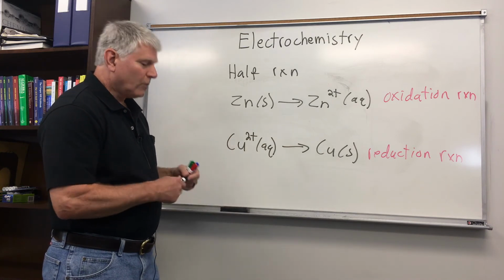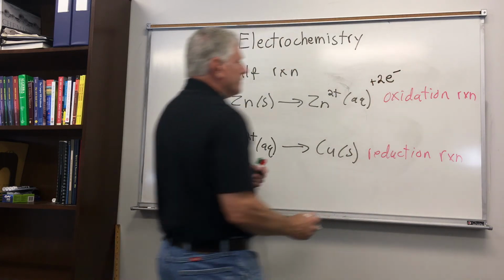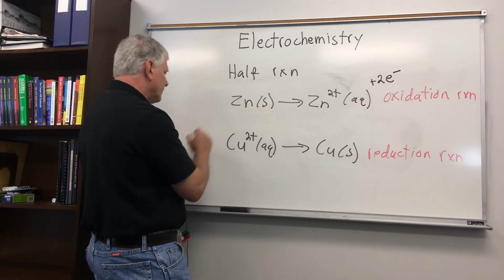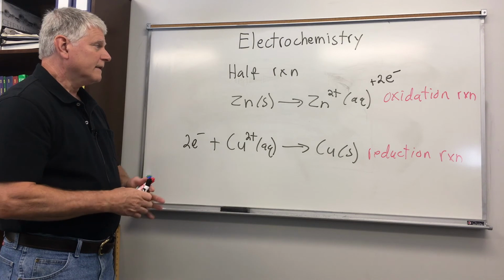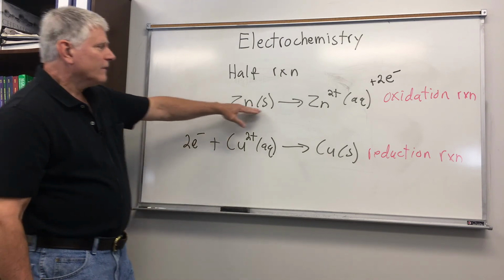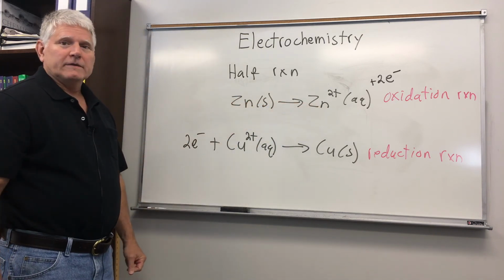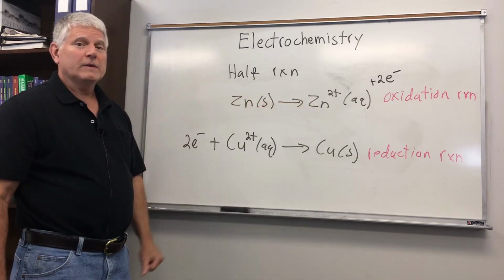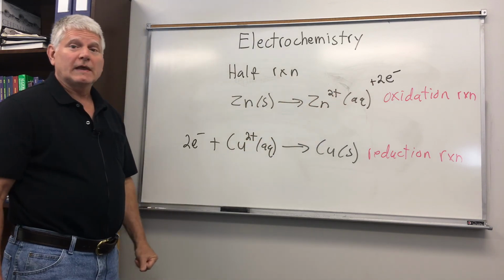So to balance this equation, I would have to write the 2 electrons as a product for the oxidation reaction and the 2 electrons as a reactant in the reduction reaction, and now the charge is balanced on both sides of the reaction. So now we not only have to worry about the number of atoms that we balance, but we also have to balance the charge on both sides of the reaction.